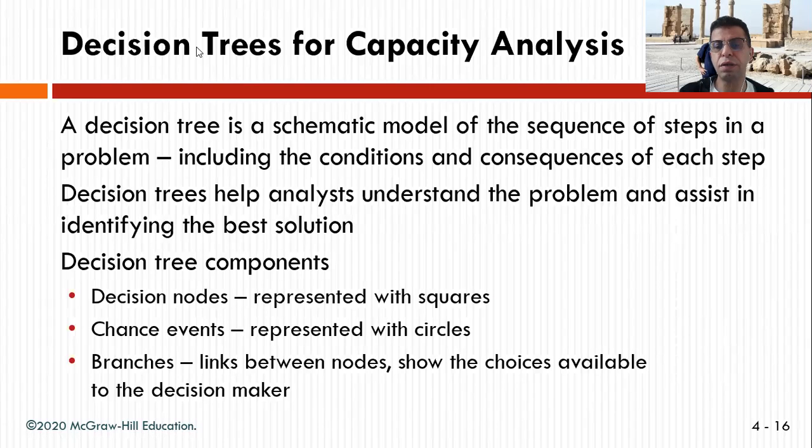Now, there is another way of looking at it, and today there are also very good applications in the market, so they can make a decision tree for capacity analysis. Basically, a decision tree is a schematic model of a sequence of steps in a problem. It does step by step to solve the problem, including conditions, what-if analysis, and consequences for each step.